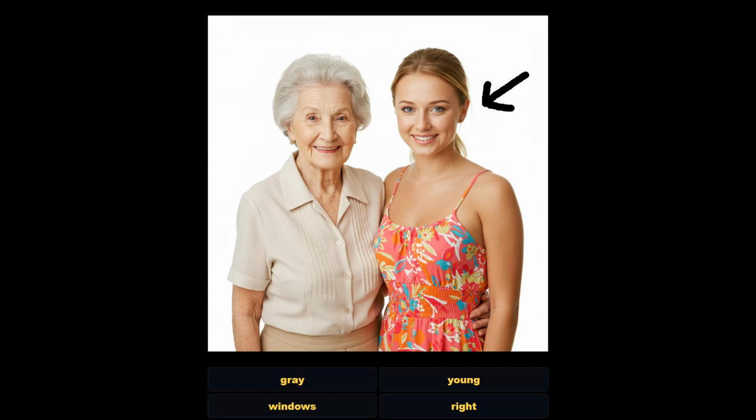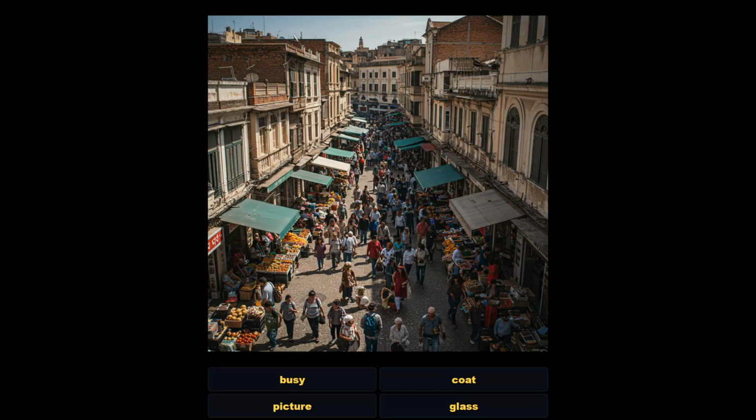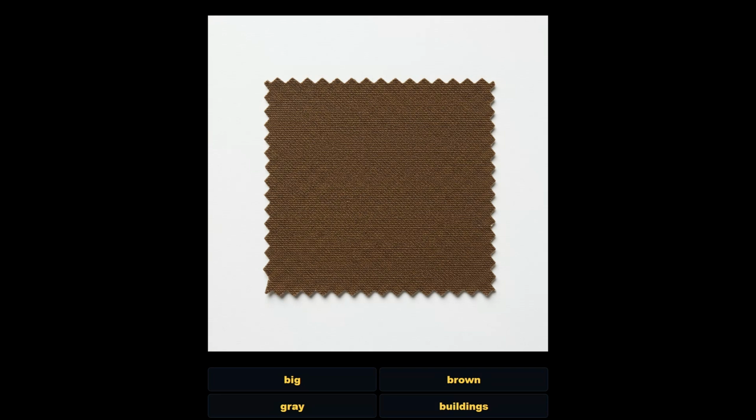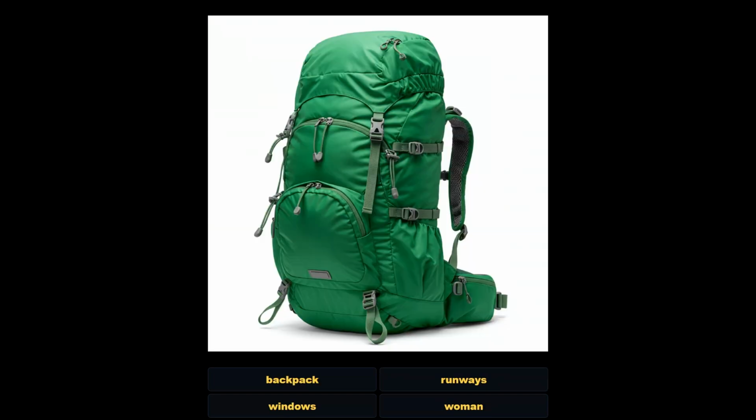What is that? The woman is young. Young. What is that? That is a busy street. Busy. The street is busy. It is a busy street. What is that? The woman is high, high above the sky. What is that? That is the color brown. Brown. What is that? That is a backpack.